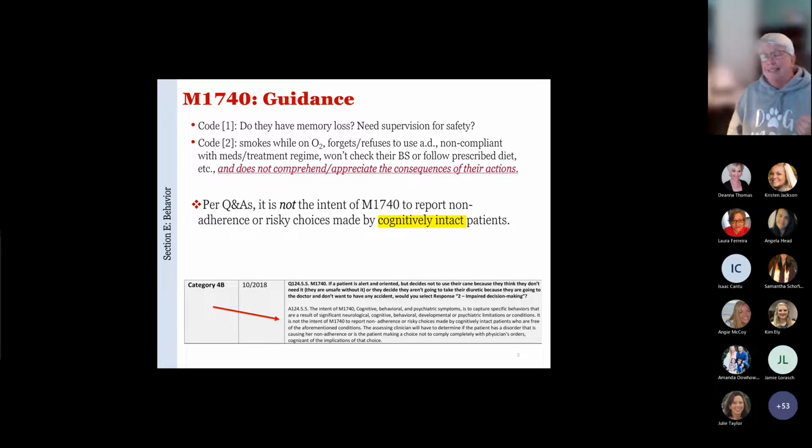For the Q&As, it's not the intent of M1740 to report the non-adherence or risky choices made by cognitively intact patients, and it has it there in that Q&A that says that.